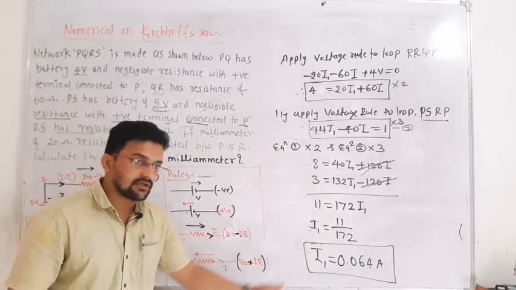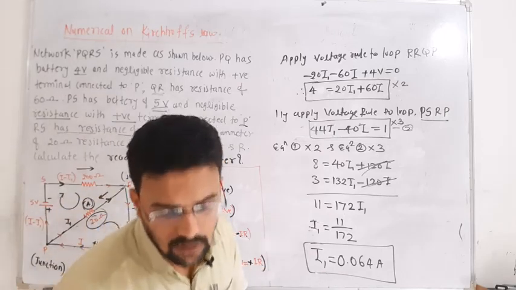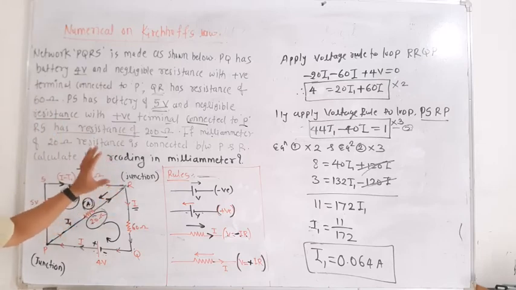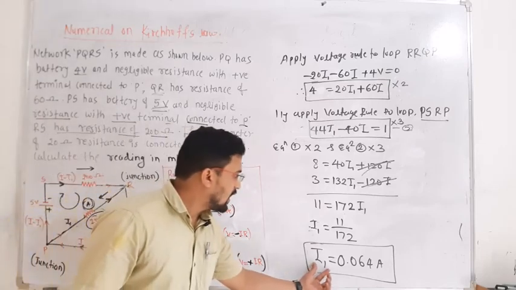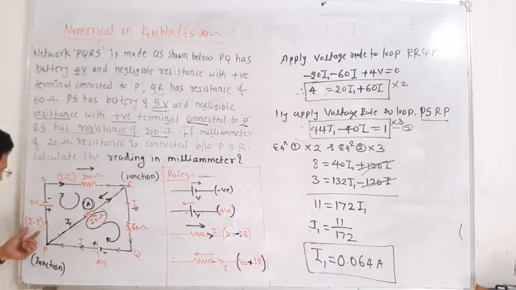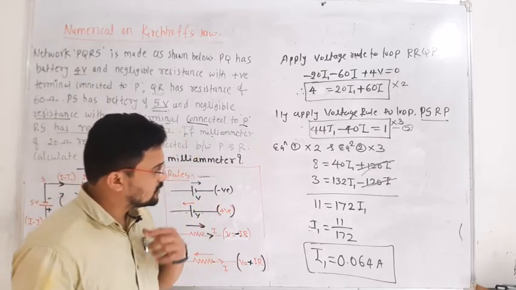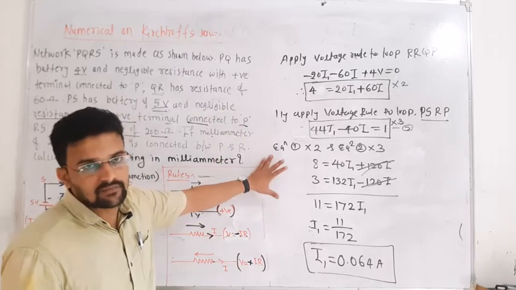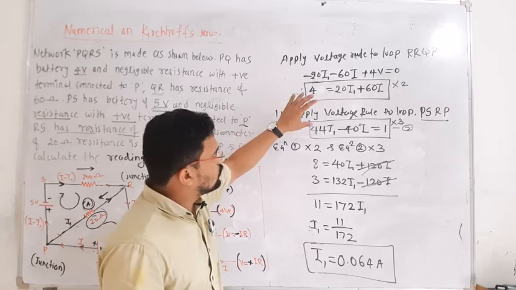That means the current through this ammeter is I1. This is how you have to apply Kirchhoff's rules or laws. Both the laws you can apply, the junction rule and the voltage rule. If you know I1, automatically you can calculate I also, but it is not required now. Junction rule is not applicable every time, but sometimes it is used, but most of the time you have to use the voltage rule.